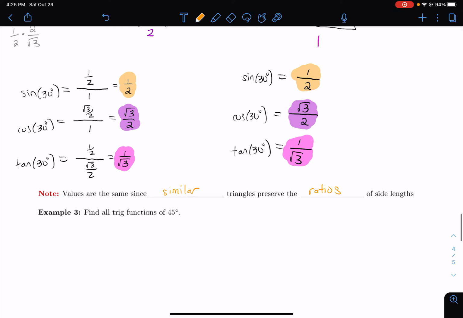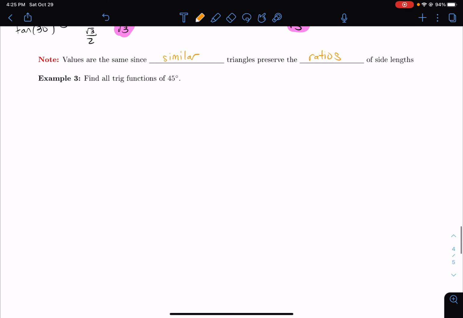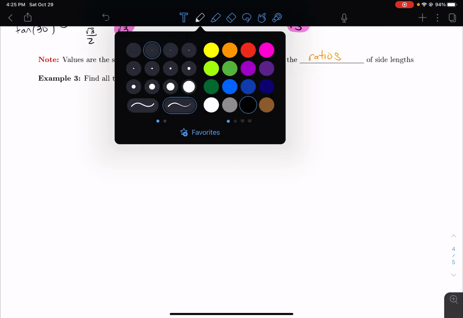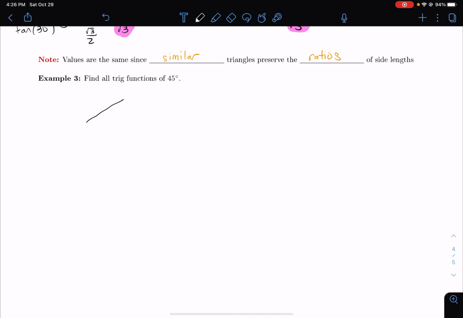Okay, so let's do another example. Now let's find all the trig functions of a 45-degree angle. So a 45-degree angle. I'm going to make a right triangle. If one of the angles is 45, the other one has to be 45. So that's going to make this a 45, 45, 90.